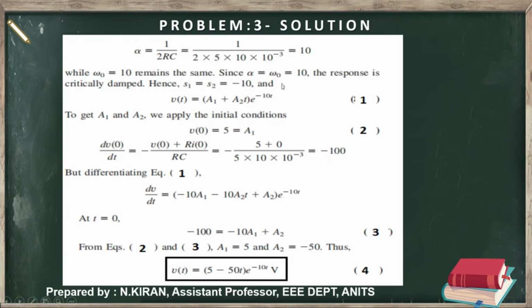On differentiating the first equation, we will get the expression minus 10 A1 minus 10 A2 into t plus A2 into e power minus 10t. So at t is equal to 0, if I substitute, I will get an equation in A1 and A2. I know the value of A1, so on substituting the A1 value in equation 3, I will get the value of A2. By that, I will get the expression V of t to be 5 minus 50t into e power minus 10t.